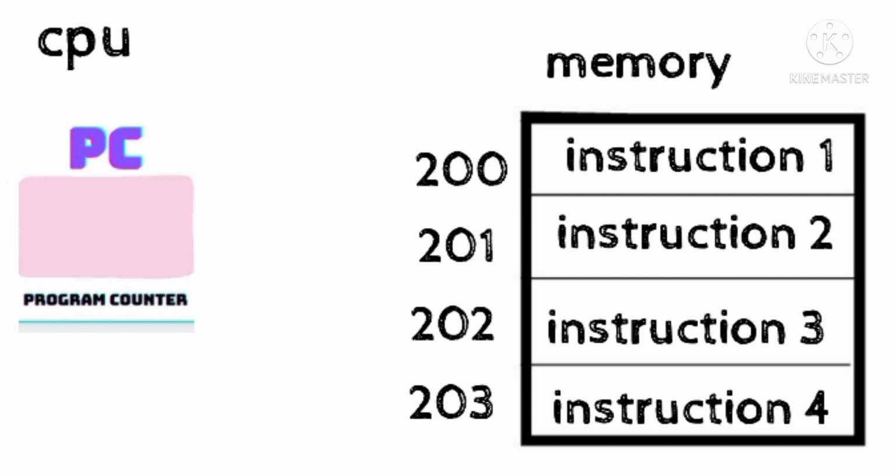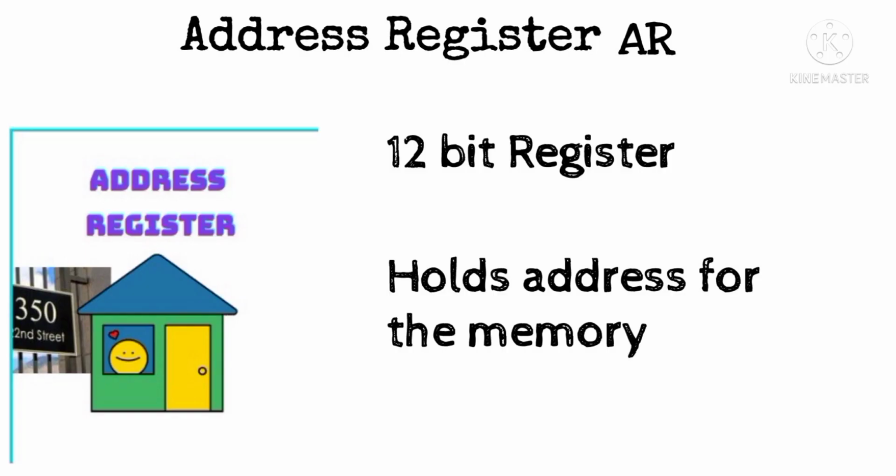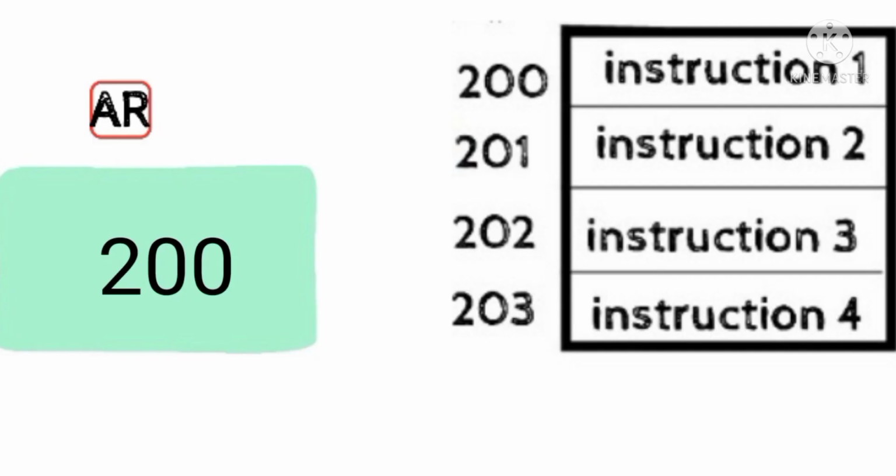As I already mentioned, whenever we are talking about any register which is used for addresses, our basic computer needs a 12-bit register. So we can simply say our PC is a 12-bit register. Next is the address register. It is a 12-bit register. As the name indicates, its purpose is to store the address of the memory location. Here the value of AR is 200. That indicates location 200 in the memory.